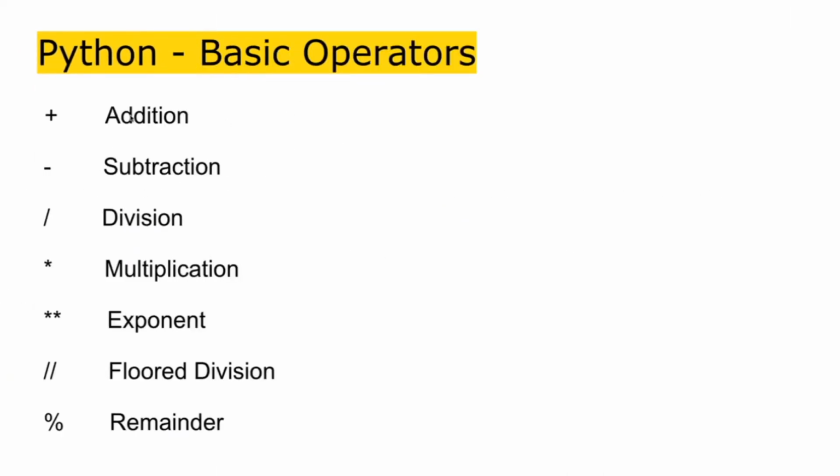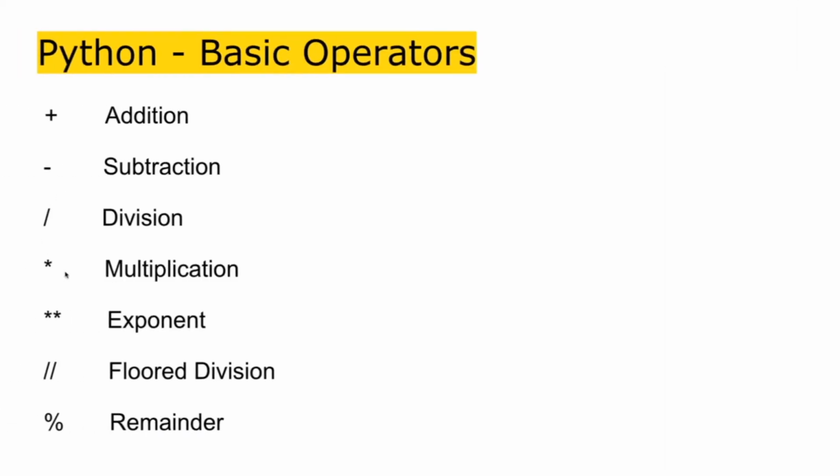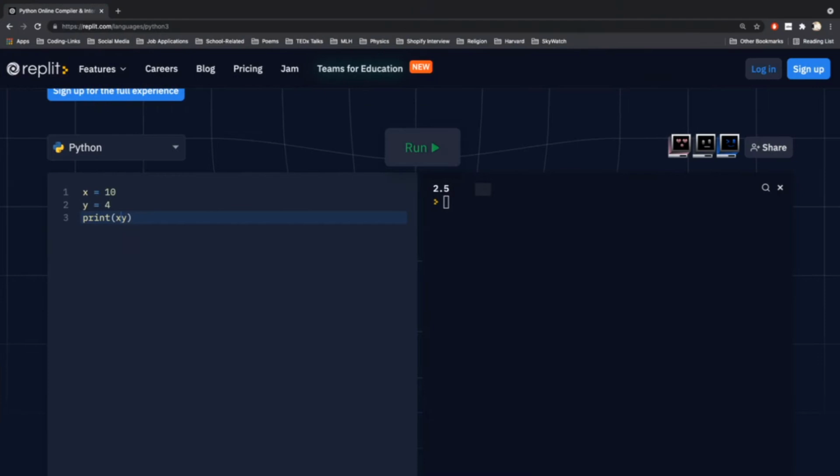Basic operators. Basic operators are addition, subtraction, division, multiplication, exponent, floor division, and remainder. So let's say we have x equals 10, y equals 5. We can do x plus y, 15, x minus y, 5, x divided by y, 2.0, and so on. These are different operators we can use. Exponents, let's do 10 to the power of 4, which is 10,000.